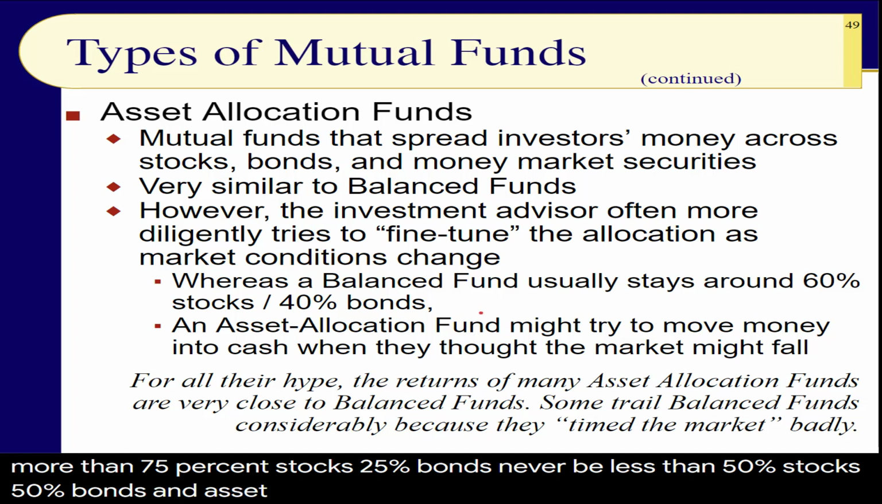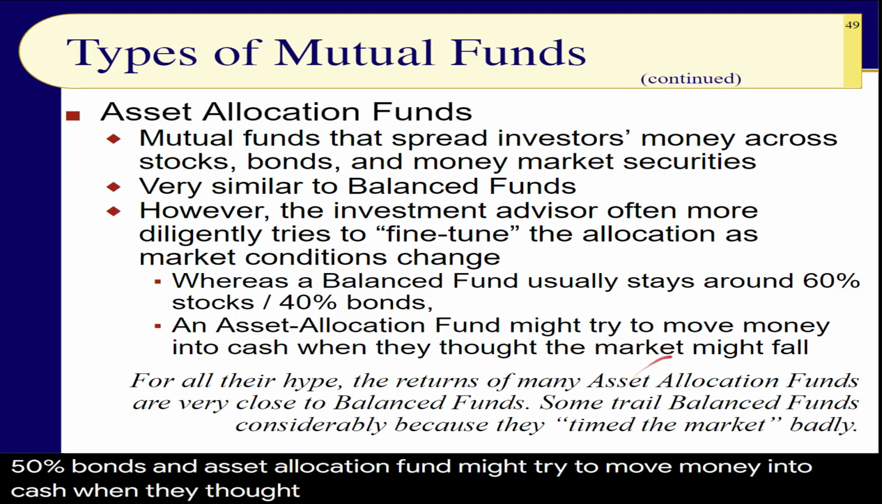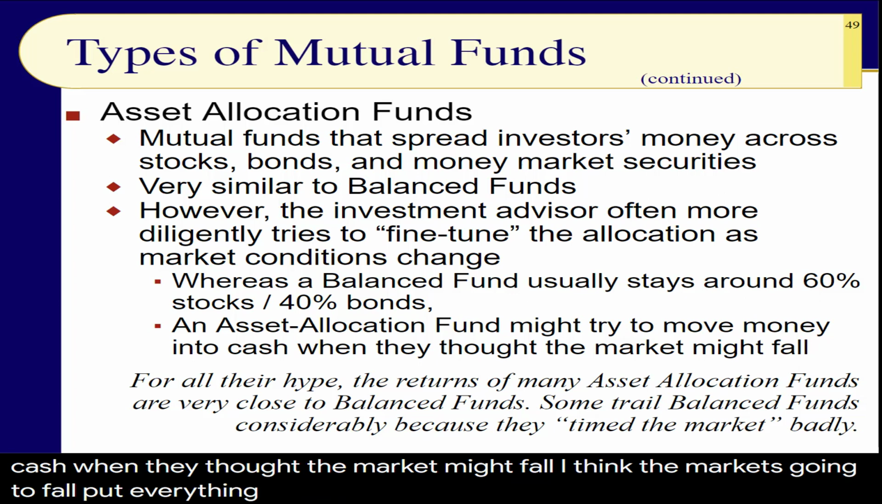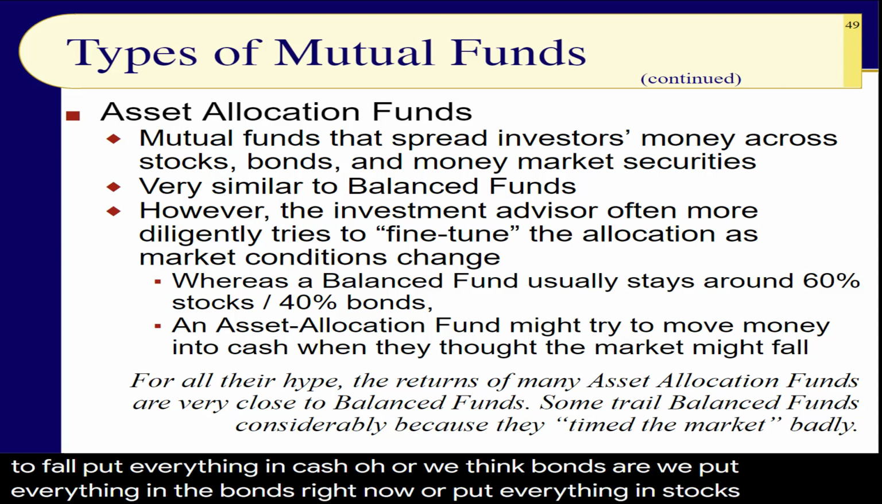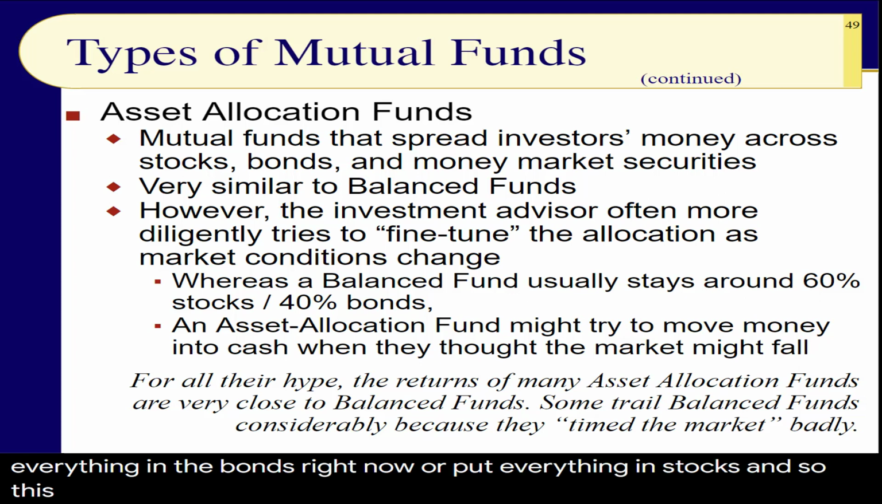An asset allocation fund might try to move money into cash when they thought the market might fall. So you see, they might say, we think the market's going to fall. Put everything in cash. Or we think we put everything in the bonds right now, or put everything in stocks. And so this is sometimes called tactical allocation. I hate that term.